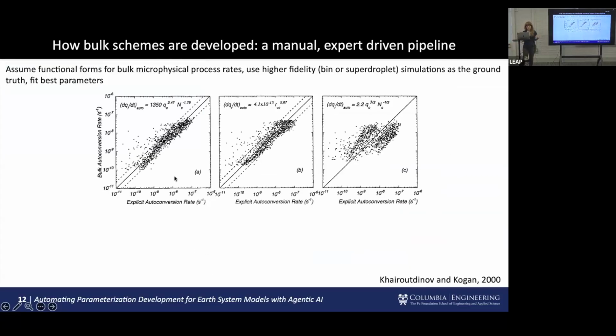The current way that bulk schemes are generally developed is a more manual, expert-driven process where we would run a large eddy simulation with a bin microphysics scheme or a super droplet microphysics scheme. We would use that to determine the ground truth, and then we would fit some process rates that describe this collision coalescence process. In the traditional way, we might just assume a functional form, see which functional forms best fit the explicit, say, auto-conversion rates, and then fit specific parameters to best fit our LES model.